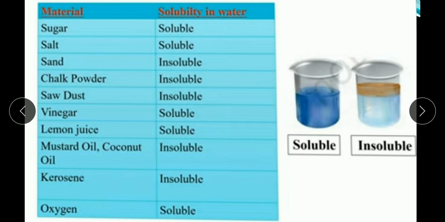Now, based on the solubility, we will find out which materials are soluble and which are insoluble. So, sugar, salt, vinegar, lemon juice, oxygen. These all materials are soluble in water. Means they are dissolved in water. They disappear in water. You can see in the picture also that they are soluble in water. Whereas materials like sand, chalk powder, sawdust, kerosene, mustard oil, coconut oil, all these materials are insoluble in water. You can see in the picture the layer of the oil has been formed.